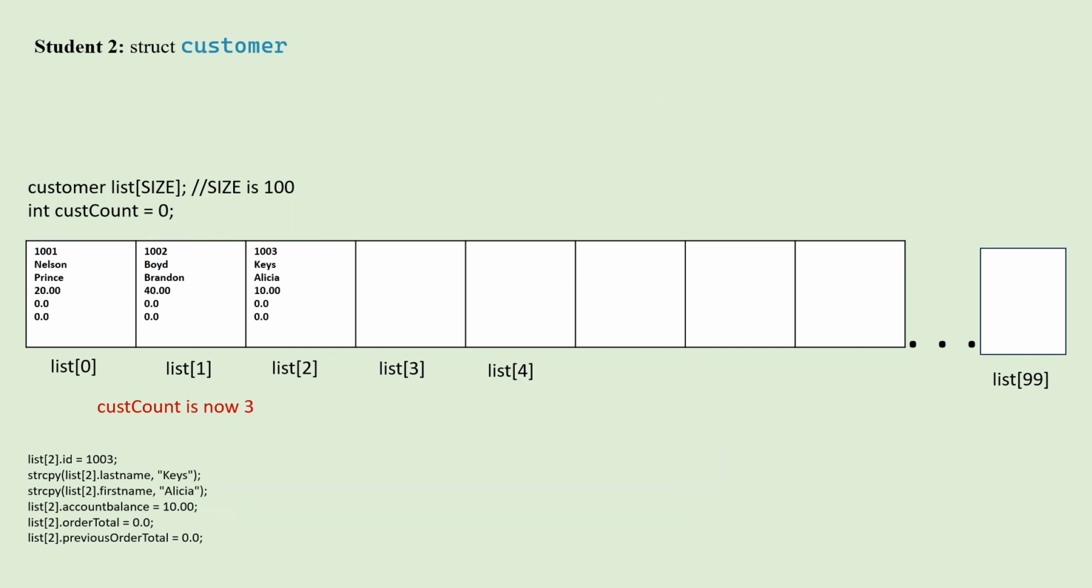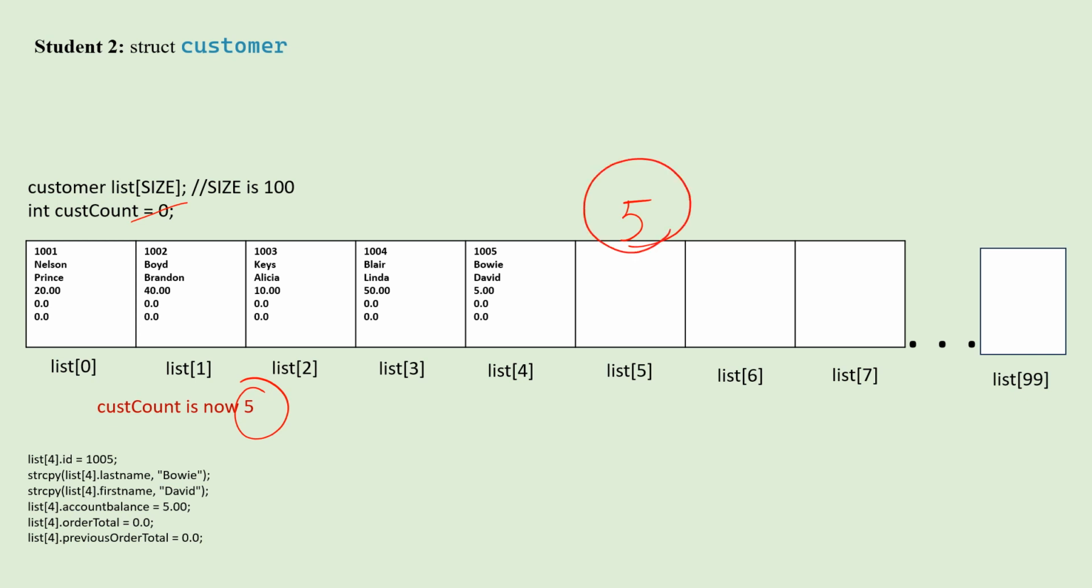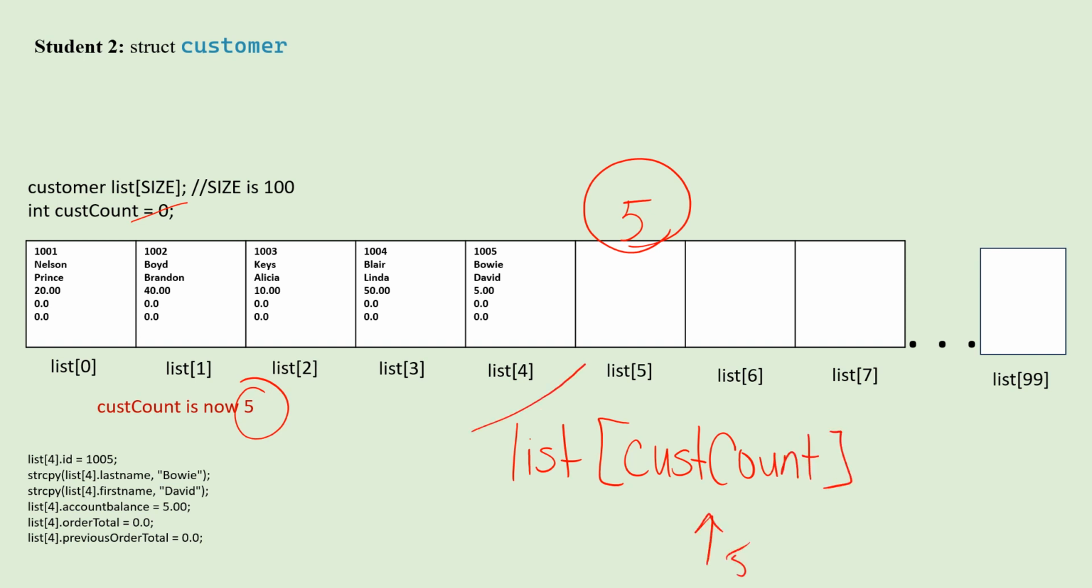So now our count is 3. We added our next customer. Our count is 4. We added our next customer. Our count is 5. We've added our next customer. So now our count is 5. 5 is going to be the next empty one. So when we go to add our next one, we will be at list, at index, customer count, which in this case at the moment is 5, and that's going to be the next empty one.